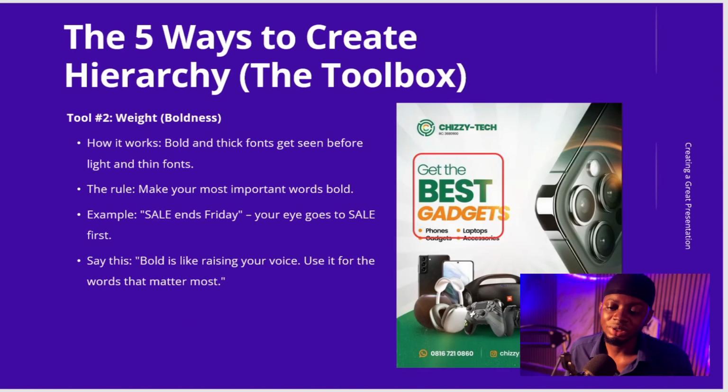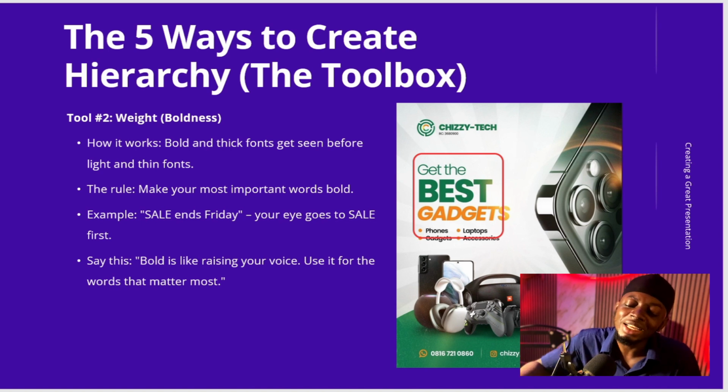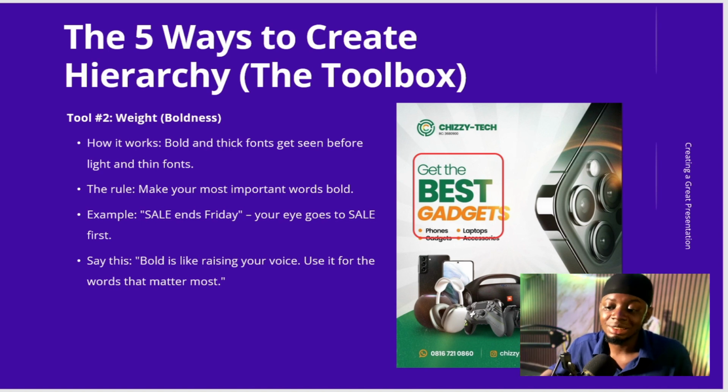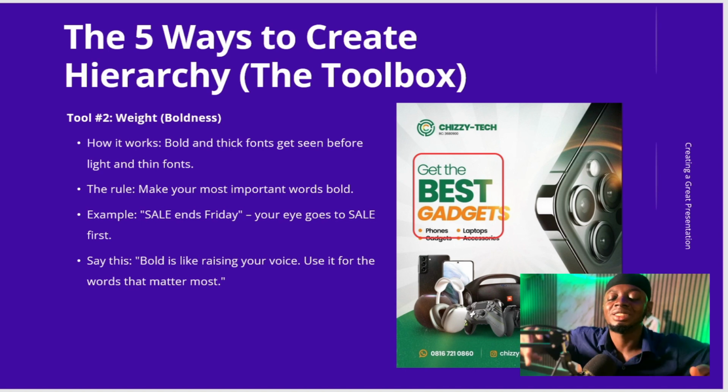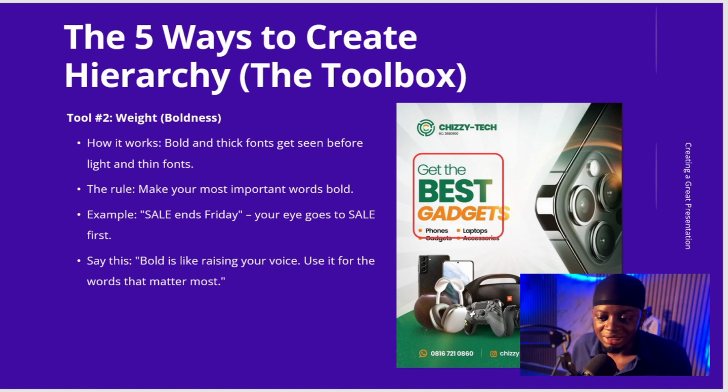Two, the next one is weight. How it works is that you bold your important word. Example, get the best gadget. The best gadget is bold. So best gadget is being emphasized, is being said out. So when you say best gadget, you will not try to imagine, wow, they are selling the best gadget.